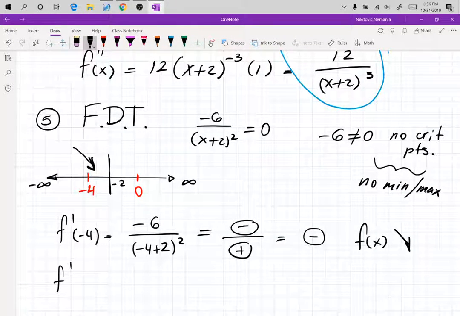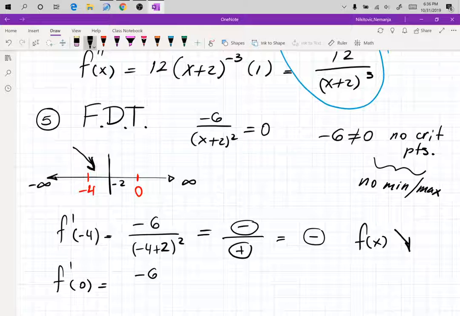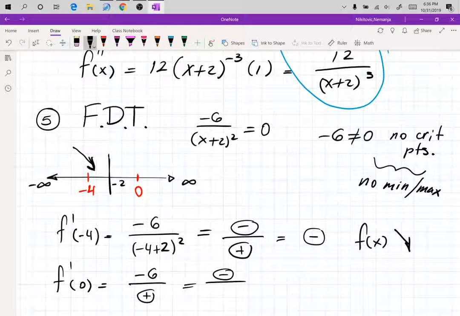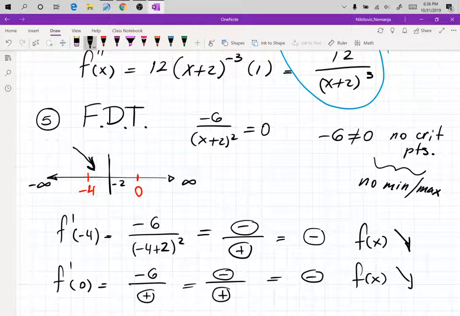Now we're going to repeat the whole procedure for 0. F of x or f prime of x? F of x is decreasing if the prime is negative. The derivative tells us what the original function is doing. Again, we have a -6 divided by a positive number because the denominator is squared. We still have negative divided by a positive, which is a negative, and we still have a decrease. Great. All of that fell into place exactly where we needed to be.